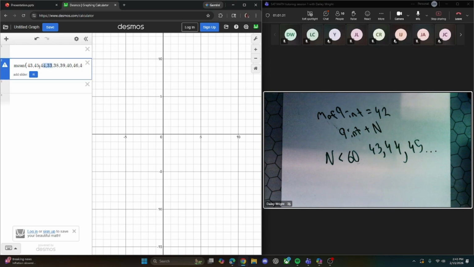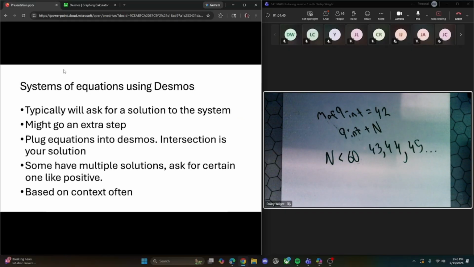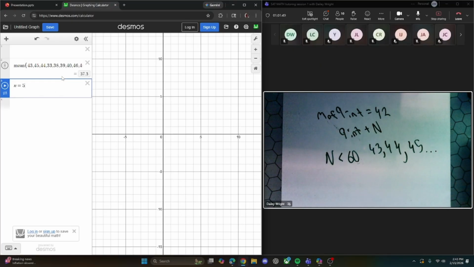So we have n in our equation now. It's going to show this little caution sign because it doesn't know what n equals. So I'm going to put n equals 60. Because in the equation, it's 10 positive integers less than 60. So the max it could actually be is 59. So let's put in n equals 59. Now we can see what the mean does here.